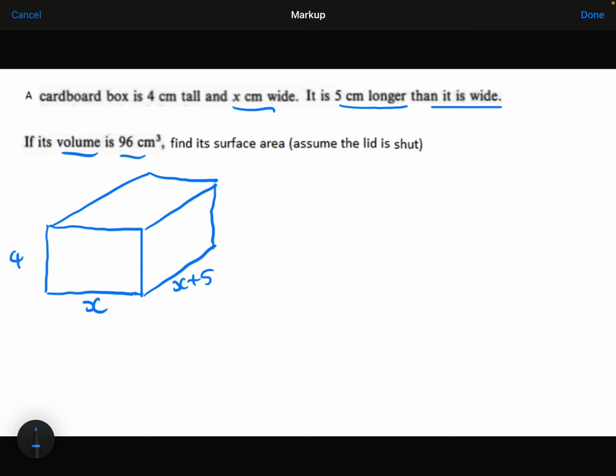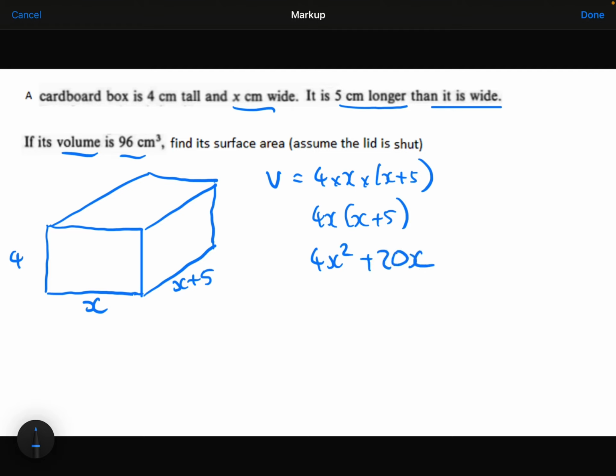So I know I can work out the volume by multiplying each of these lengths together. So it's going to be 4 times x plus 5. So 4x times x is 4x squared. The 4x times the 5 is 20x. And we know that's equal to 96. We were told the volume was 96.